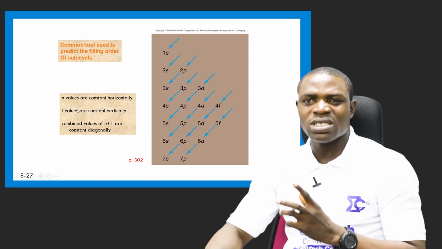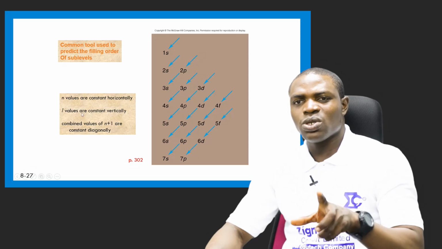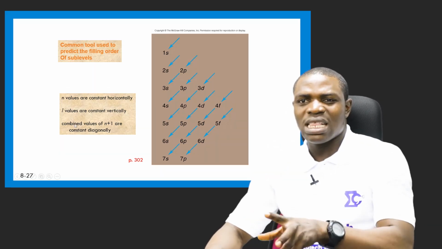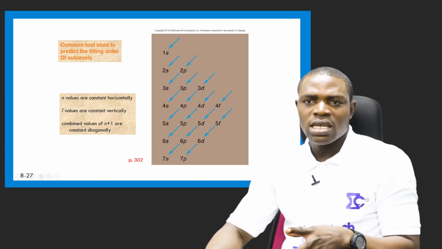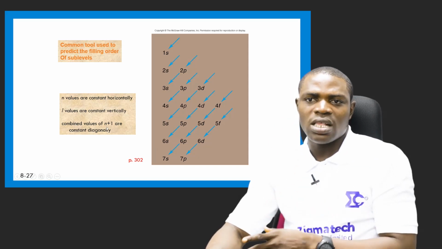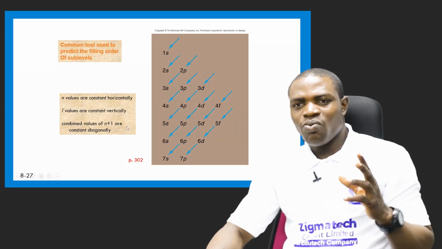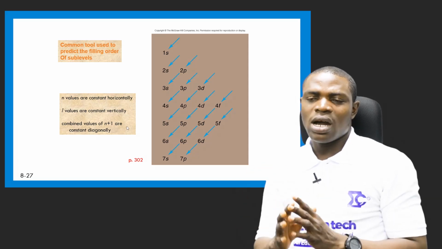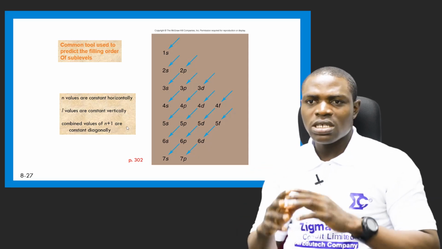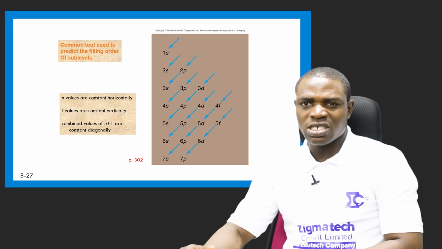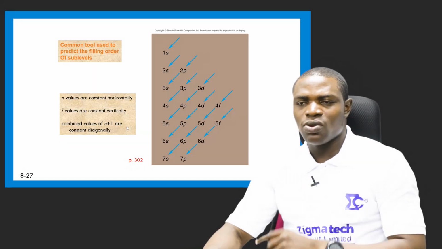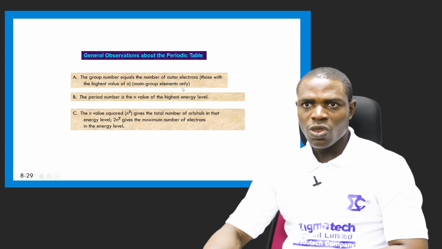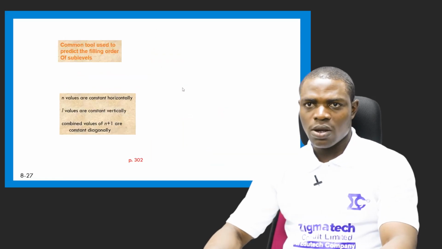So the n values are constantly horizontal. Why? I told you n value is the size. The l value is the shape, which are constantly vertical. Now if you combine the values, you see n plus l, which are very constant when you look at it from the diagonal point of view. Diagonally speaking, they are very constant, both the shape and the size, the n value and the l value. Now look at this. Let me show you this now.